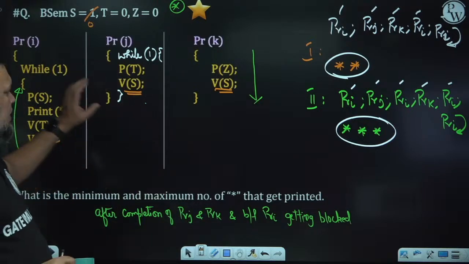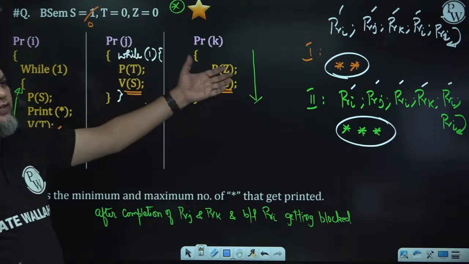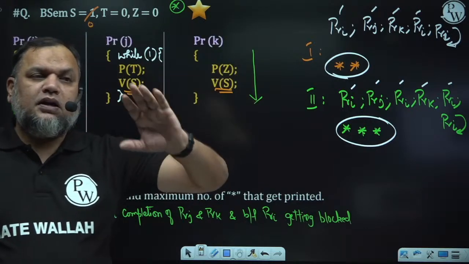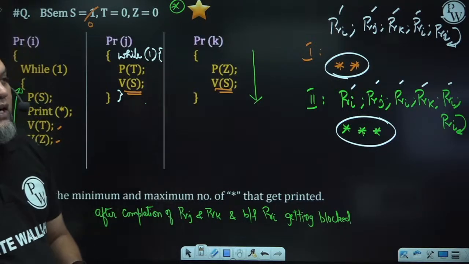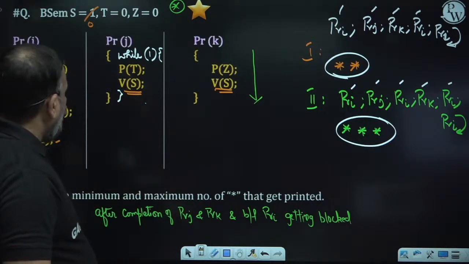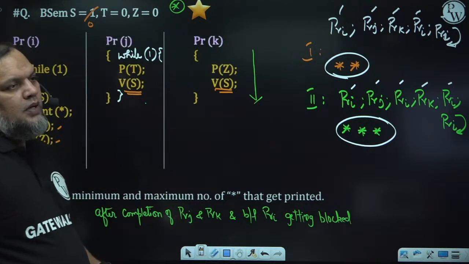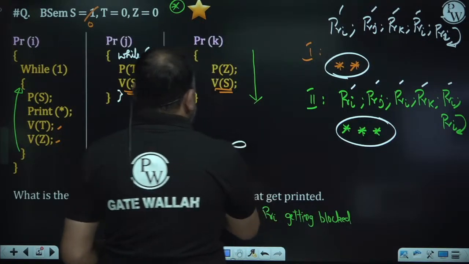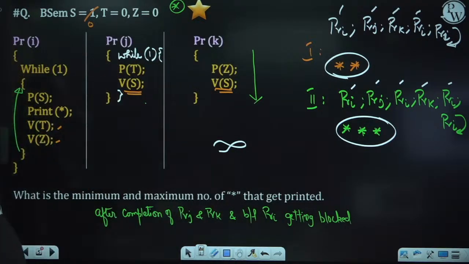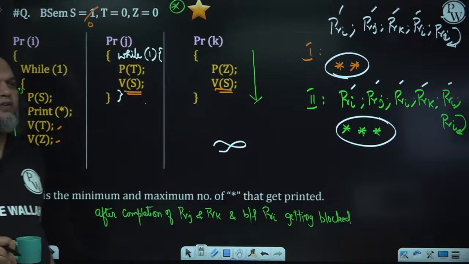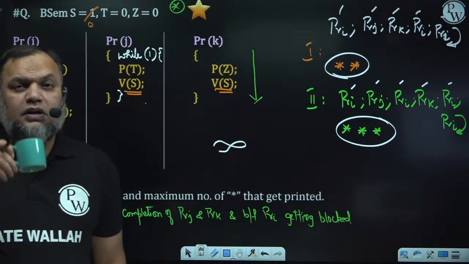Now process I will not terminate, process J will not terminate, process K may terminate. K terminate हो सकता है, J और I terminate नहीं होंगे. तो now how many times will star get printed? Continuously print होते जाएंगे. Because this fellow will keep on blocking and this fellow will keep on waking up. So the number of stars that get printed will be infinite. इस तरीके से आपने analyze करना है questions. ठीक है? So I will get infinite number of stars.